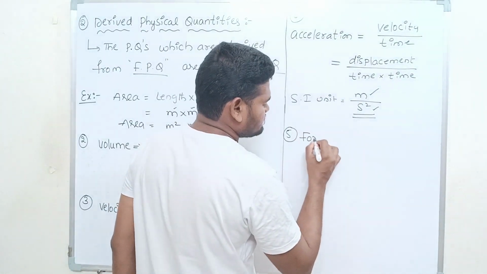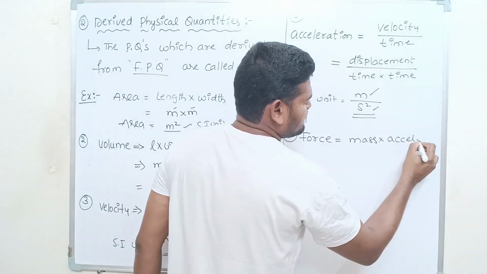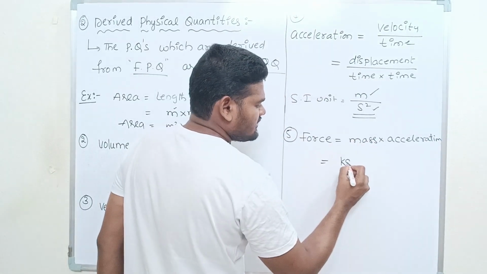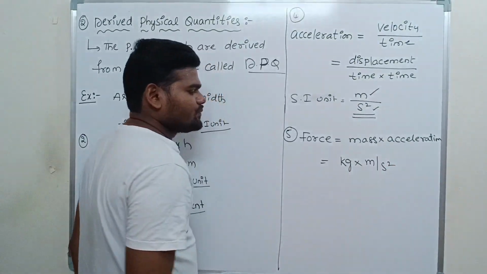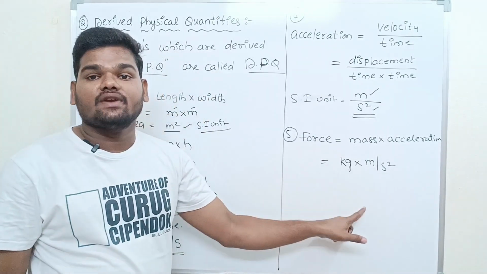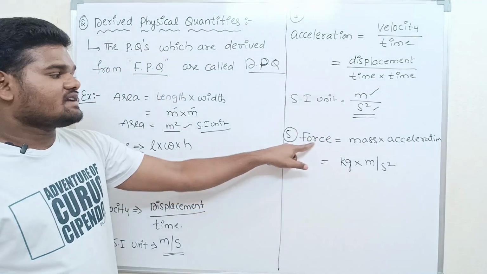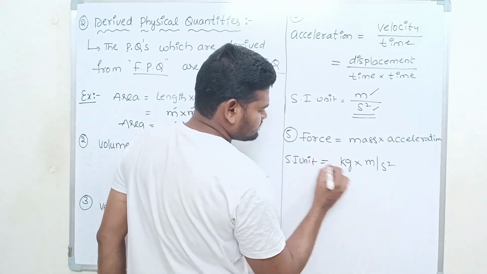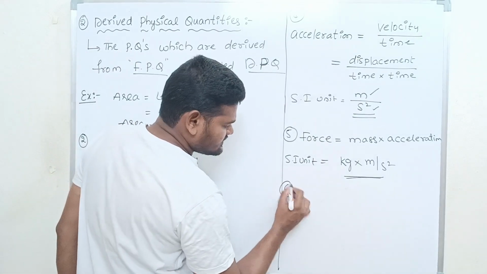Next one, force. Force is equal to mass into acceleration. Mass is in kg, into acceleration, meter per second square. Meter, second and kg are fundamental. By using these fundamental physical quantities, we find a new derived physical quantity, force. This is the SI unit for force. Is it clear? Any doubt? Let us see one more example.